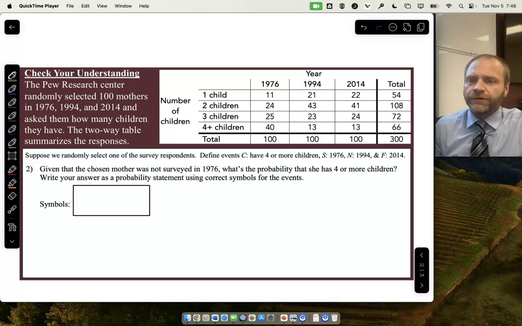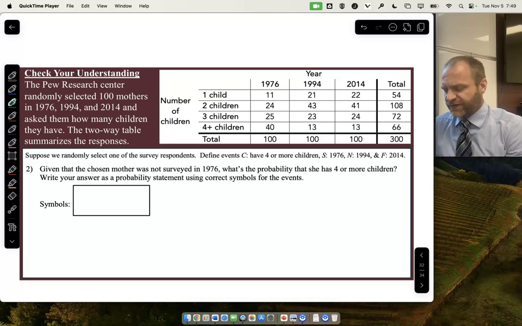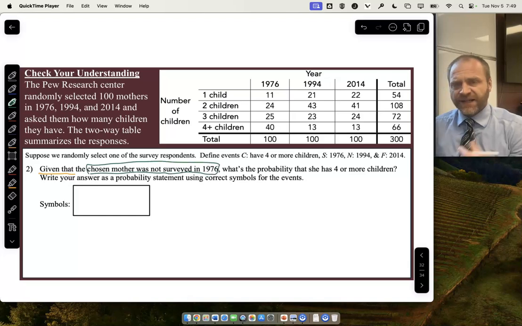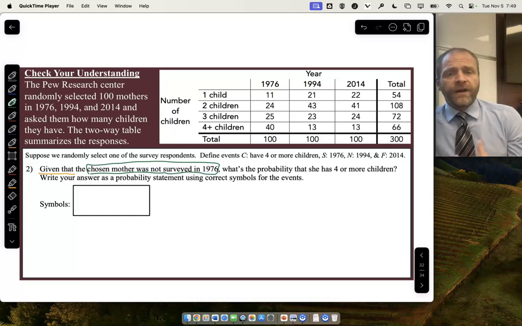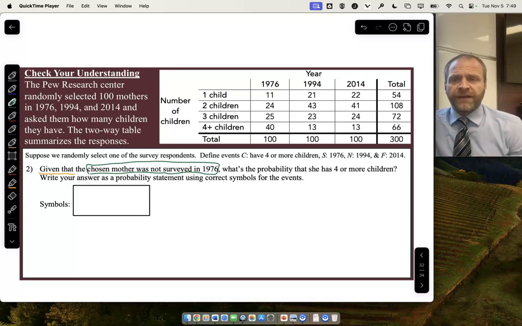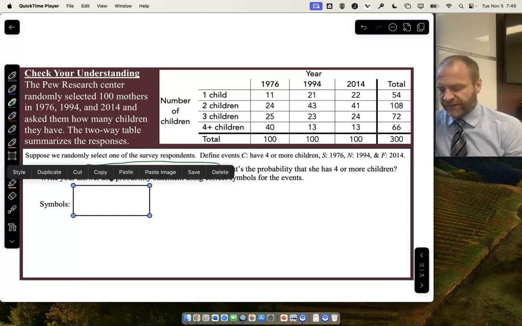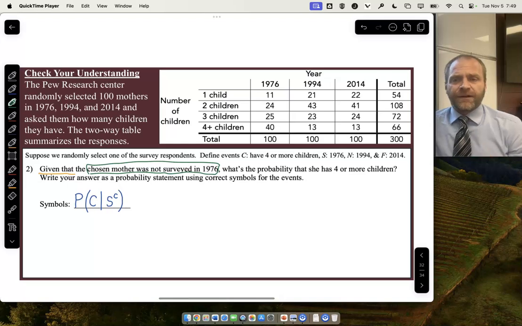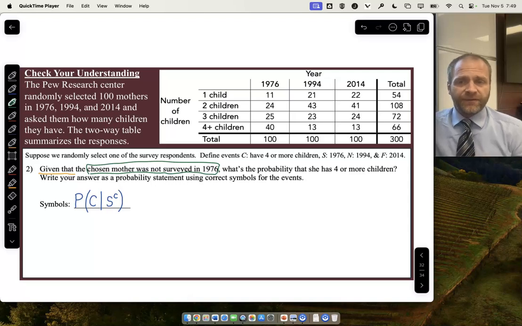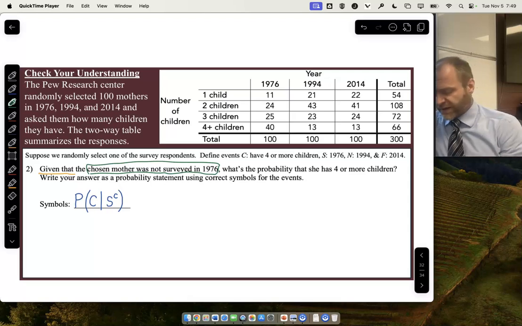Same information for number 2: given that the chosen mother was not surveyed in 1976. That's telling me complement. What is the probability that she has 4 or more children? In this case, write the probability as a statement using correct symbols. Given that the mother chosen was not surveyed in 1976, so that's S complement, what's the probability of her having 4 or more children? Let's take a look at that.